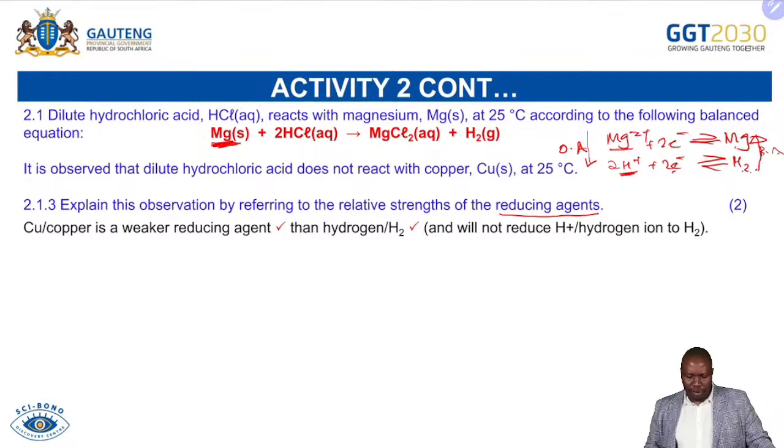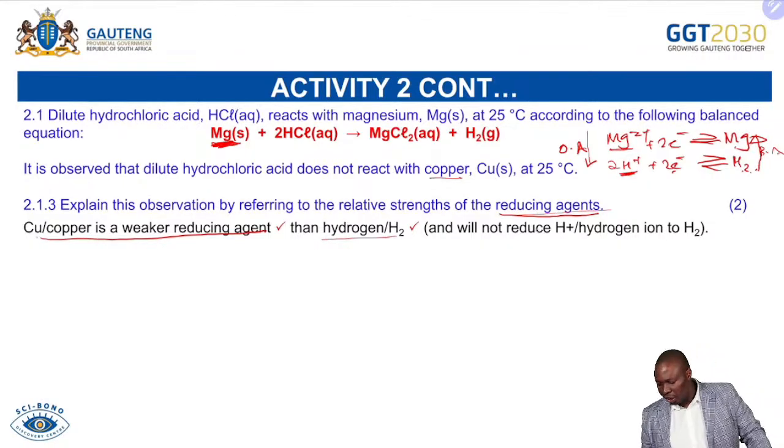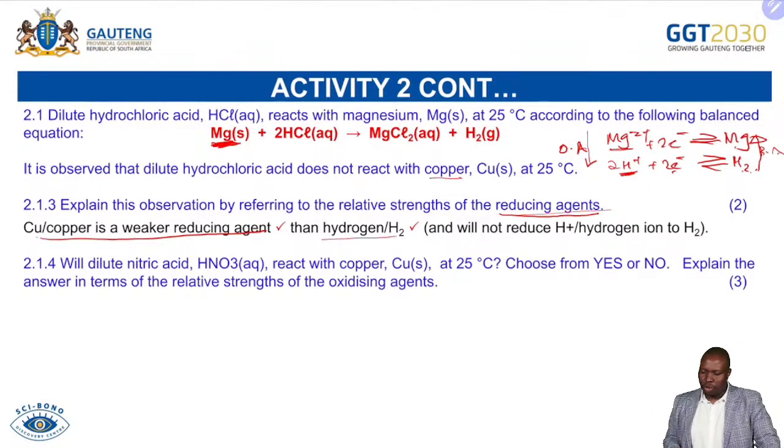In terms of this question, it was based on copper, as they brought in the copper to say, explain this observation by referring to the strength of reducing agents, and definitely copper is a weaker reducing agent than hydrogen and will not be reduced. Or you can talk in those terms because the question was about reducing agents. Now, the other question they said, will dilute nitric acid react with copper?